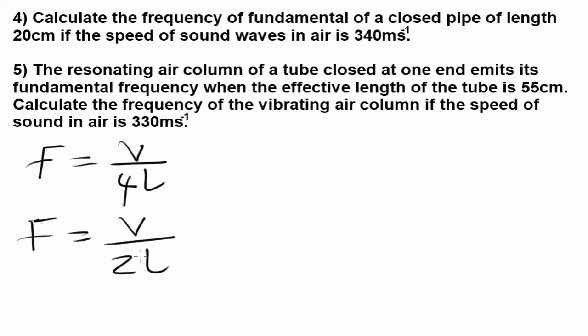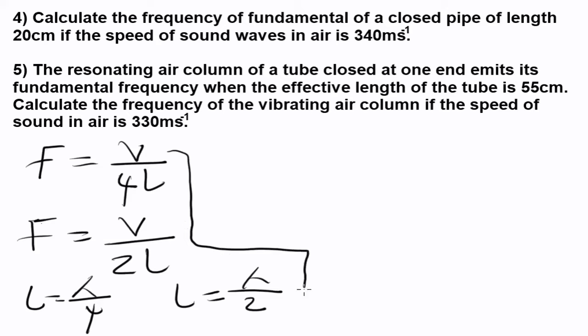Whereas when you want to calculate the length in a closed pipe, you use this formula: length equals wavelength, that is lambda, over 4. Whereas in an open pipe, you use this formula: length equals wavelength over 2. Alright, so take note of these basic formulas for closed pipe and for open pipe. So with this, let's solve question 4.